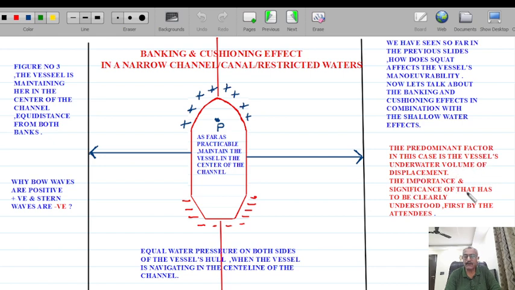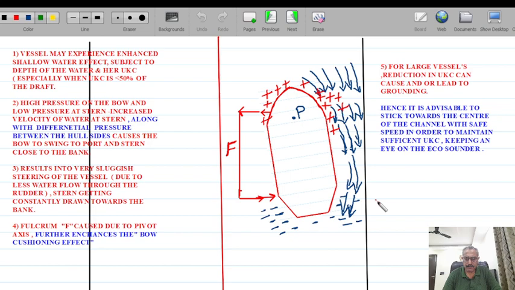The importance and the significance of that has to be clearly understood first by the attendees. So, the people who are watching me, or when I'm doing lots of mentoring sessions for masters all around the world and many other things, it is for their benefit I broadcast this lecture, so that the underwater volume of displacement aspect shall be understood. If you don't understand, for the people who are watching my video worldwide, do let me know. But for the people who come into my class, I will explain in detail in a comprehensive manner. Thank you.